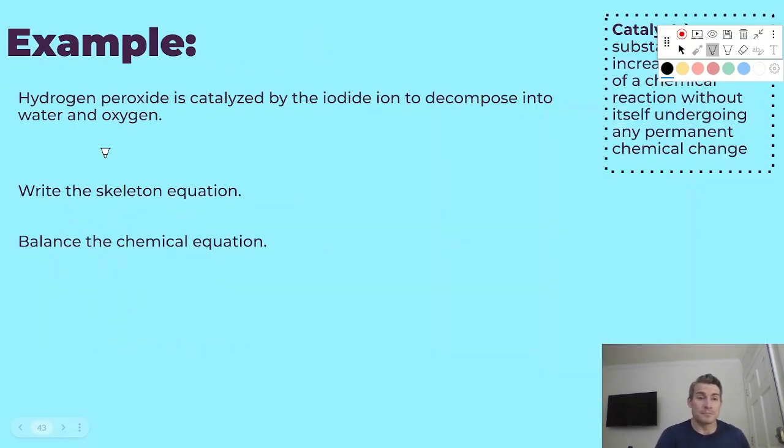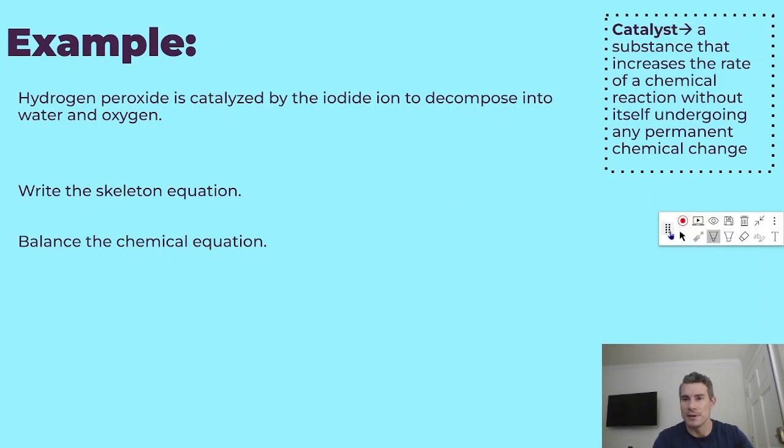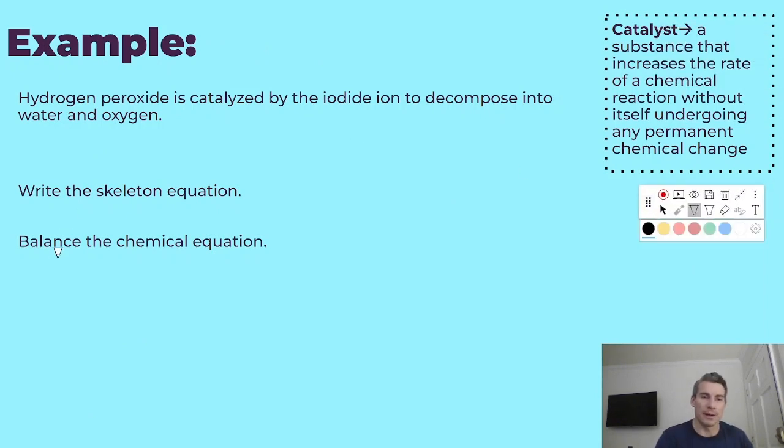So hydrogen peroxide is catalyzed by the iodine ion to decompose into water and oxygen. We have some new ideas that we're playing around with, so let's begin to break this down. Before we go any further, let's think about what the word catalyze means. Catalyzed is another word for a catalyst. A catalyst is a substance that speeds up the rate of a chemical reaction without undergoing any permanent change itself.